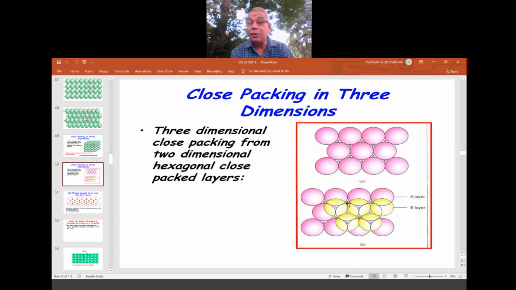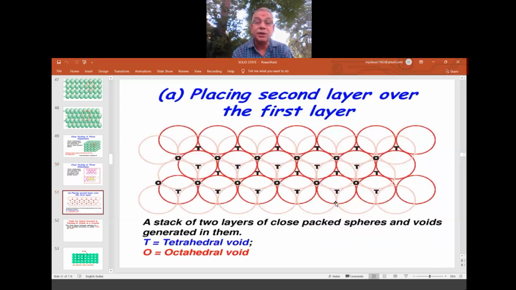Here, because of the packing in 2D, we have the gaps. These are called voids, as I told yesterday. Gaps are the voids. Now, by keeping the second layer over the first layer in such a way that you see here, concentrate on this particle or this circle. This is covering one void. That means I am arranging in such a way that voids are covered.